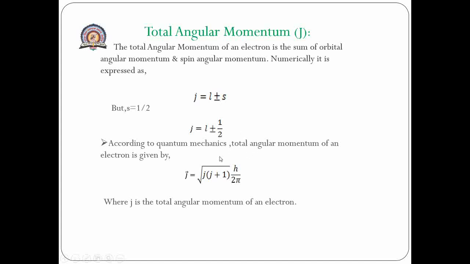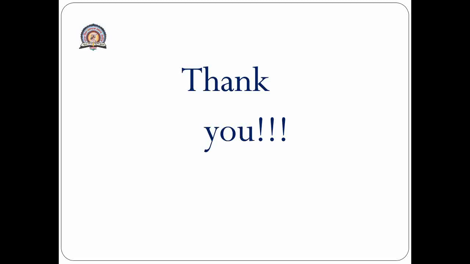Now according to quantum mechanics, the total angular momentum of an electron is given by J bar equal to square root of j into j plus 1 into h upon 2 pi, where j is the total angular momentum quantum number of an electron. Okay. Thank you.